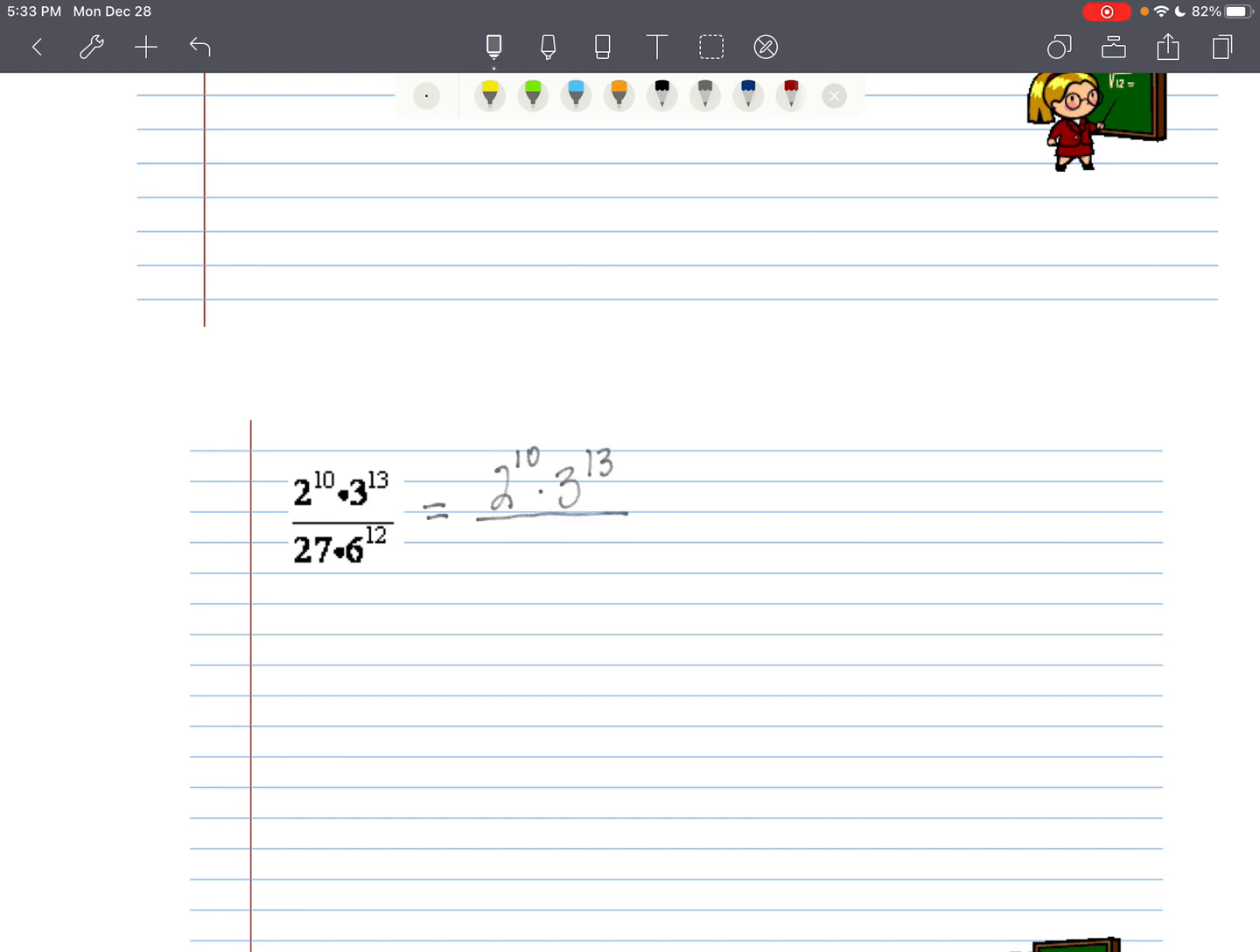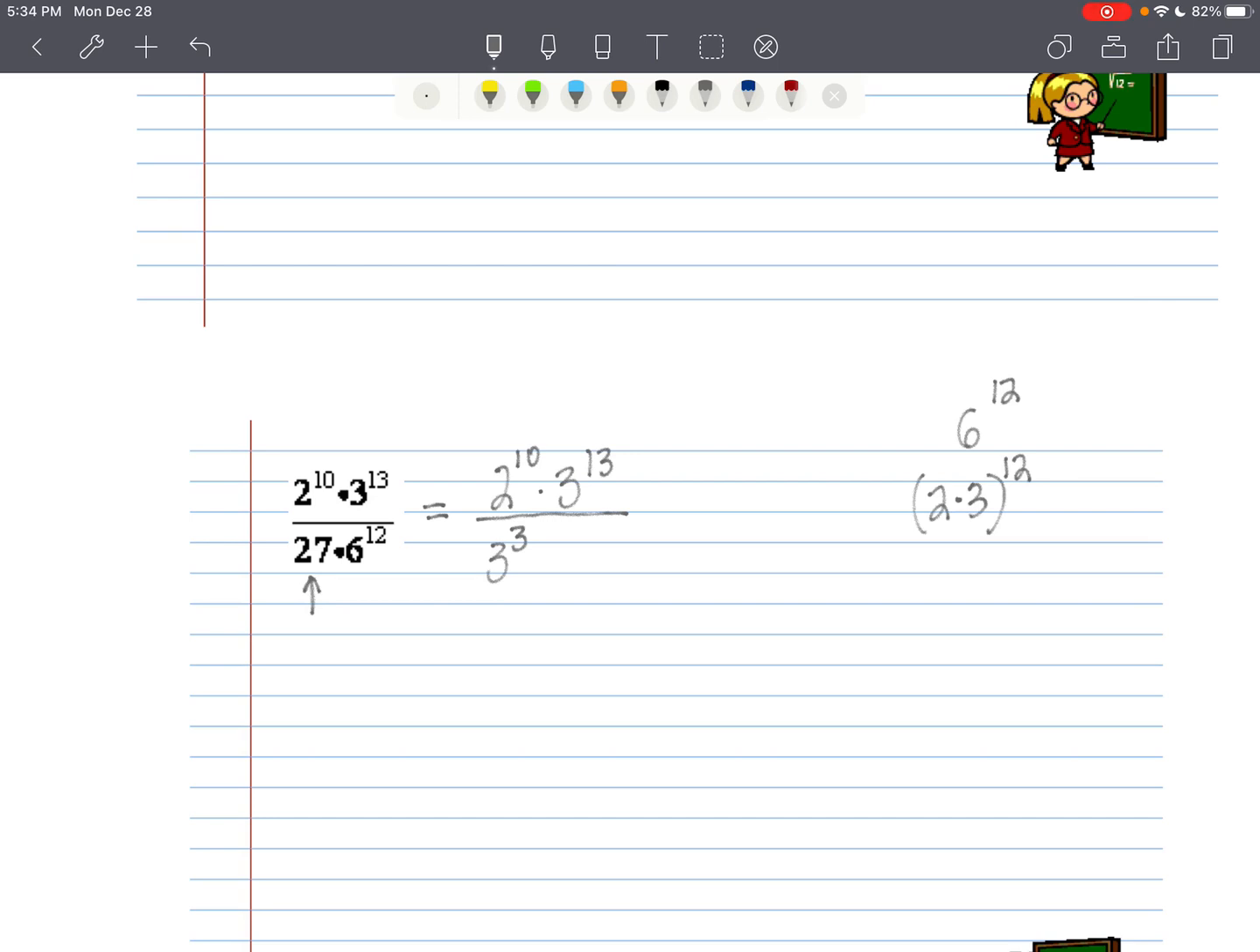In the denominator, I know that 27 is 3 cubed. This is an example of how handy it is to have those facts, because they will save you so much time in doing the arithmetic without a calculator. Now 6 to the 12th, I'm going to come over to the side and show you what 6 to the 12th is. 6 is the same thing as 2 times 3. Those are the prime factors of 6. So I can rewrite 6 as 2 times 3.